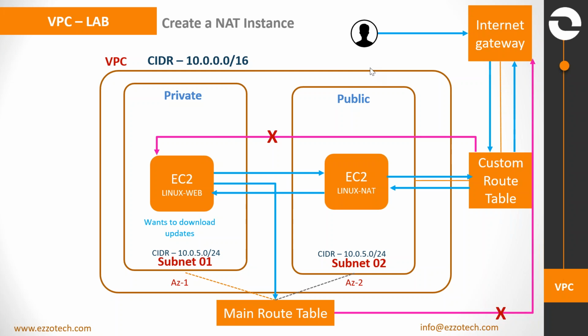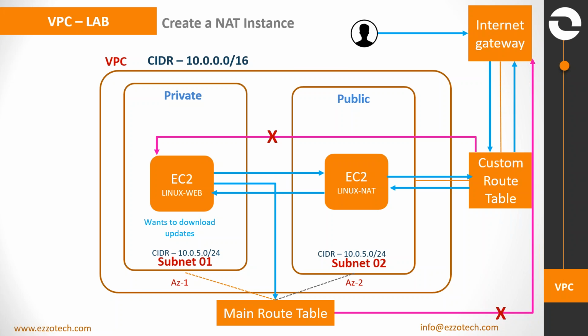So the instance in the private subnet sends the communication to the public instance with its private IP address, and the private IP address is translated to the public IP address of the EC2 instance in the public subnet, and then the public instance communicates to the internet using its own public IP address.